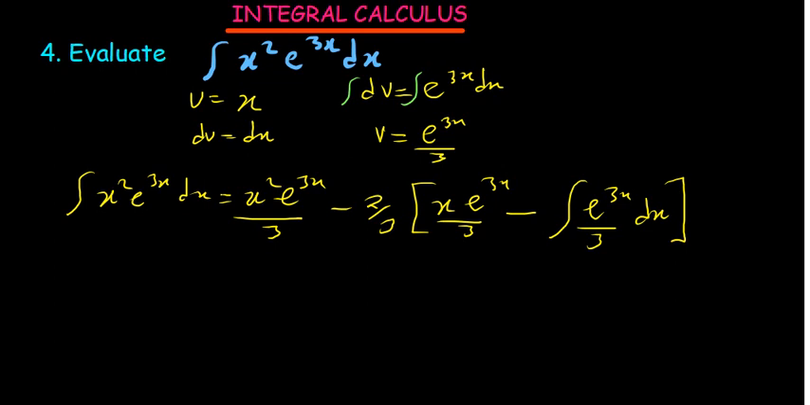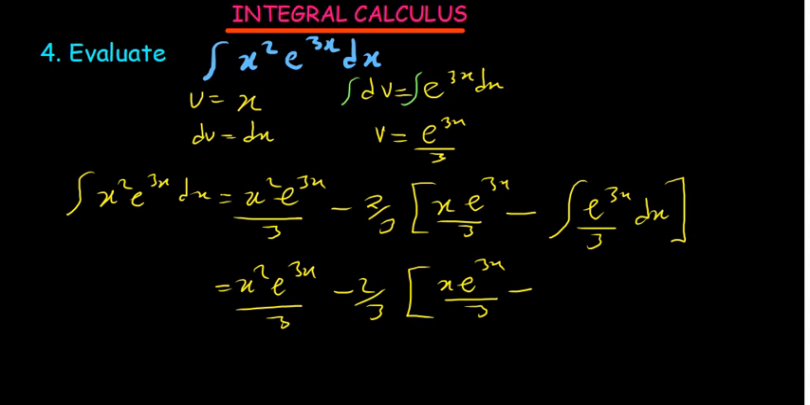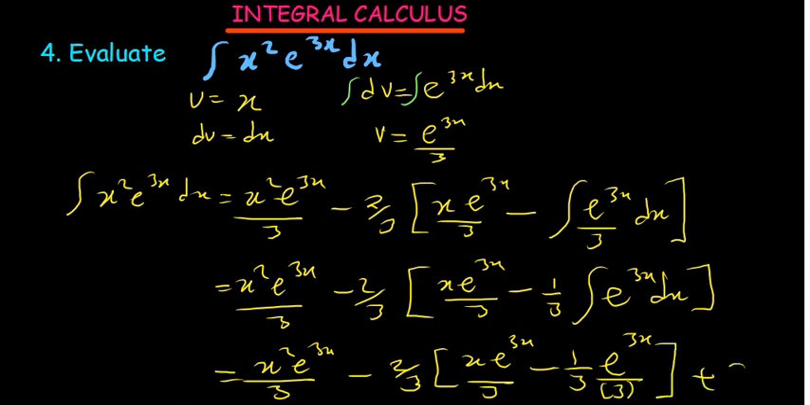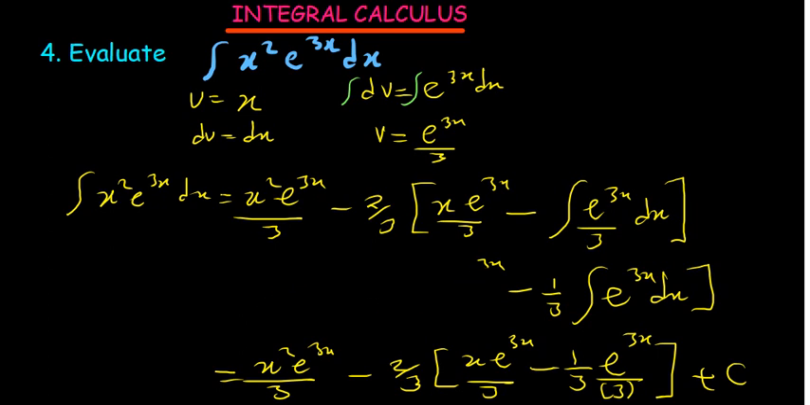Now we'll continue working this out, and this is going to give us x squared e to the power 3x divided by 3 minus 2 over 3. We have got x e to the power 3x over 3 minus, this is a constant, so I can remove it outside the integral, and we're going to have the integral of e to the power 3x dx. Now we get to find the integral of e to the power 3x. So simply differentiate the 3x, that will give us a 3. So that is going to be e to the power 3x, and then we divide by the same 3, and simply add the constant c. So at this point, we'll simply simplify this, and that will be the integral.